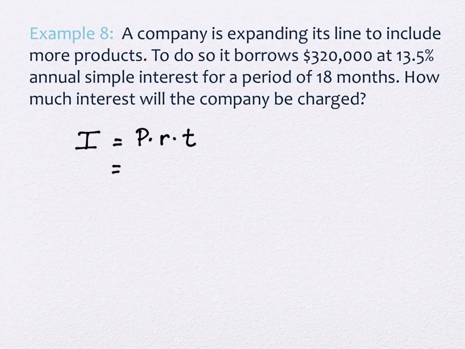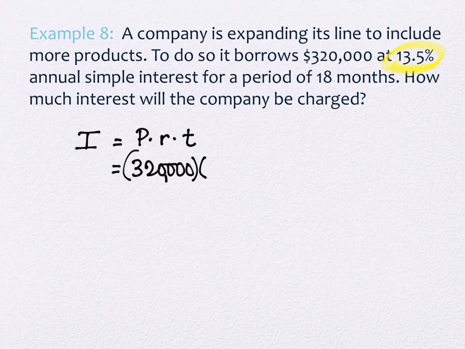P for the principal. So the principal is how much we loan or borrow. What is that in this problem? It's not a trick question, I promise. Yeah, the $320,000, right? That's how much they're borrowing. So that's my principal. What is the interest rate? Yeah, it's the 13.5%, right?